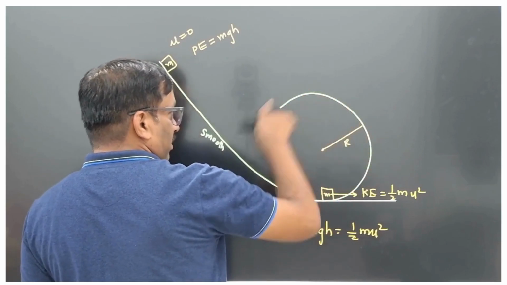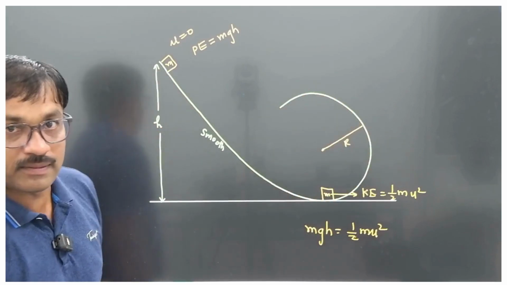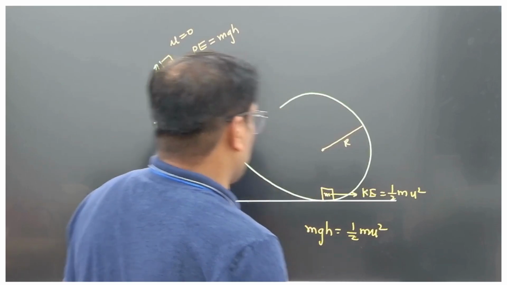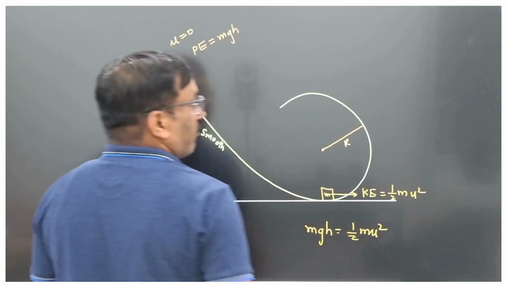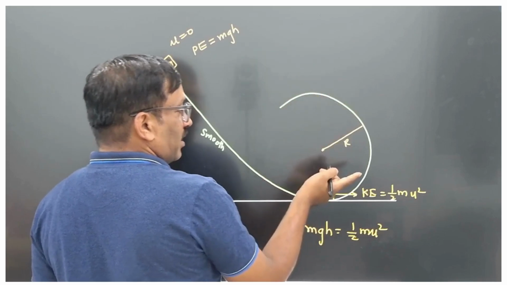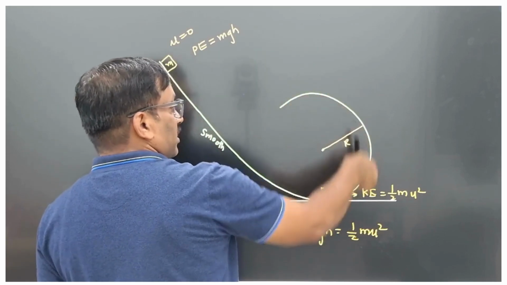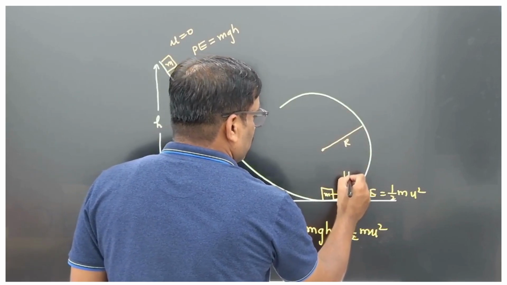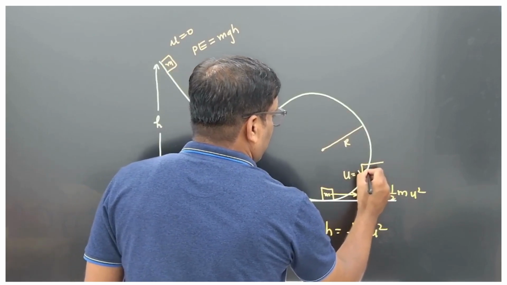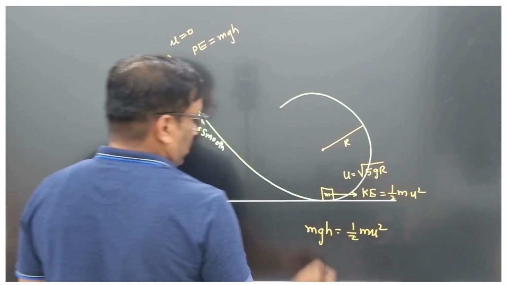But to make a complete circular path, what should be the speed? The speed should be u equal to square root of 5gl, where l is the length of the string. Here it is nothing but the radius. So u should be equal to square root of 5g into r. Substitute this now.